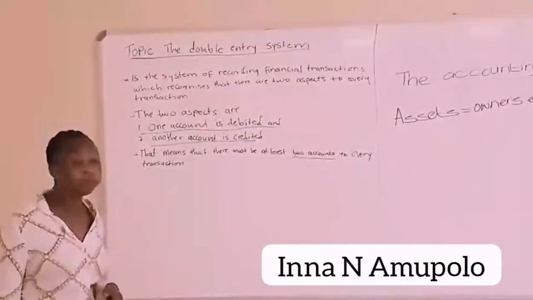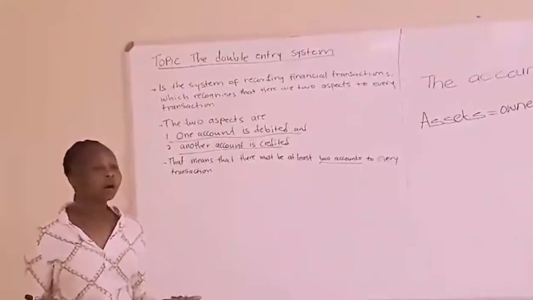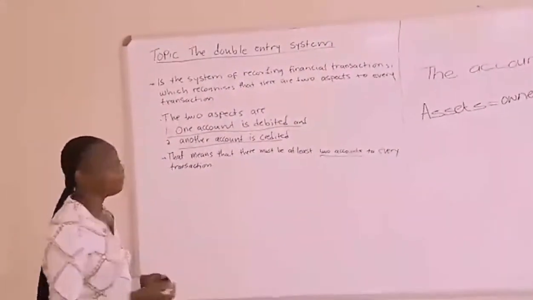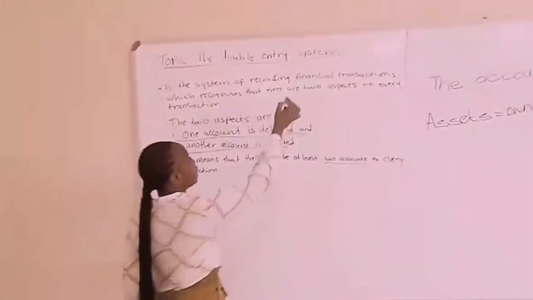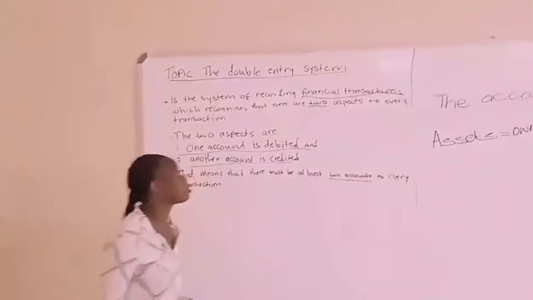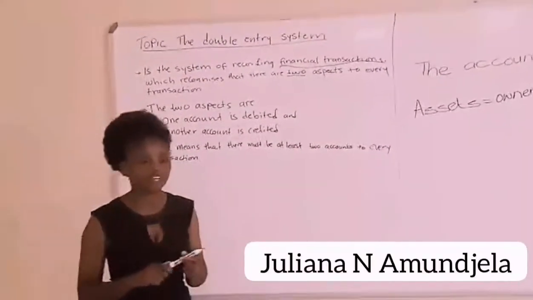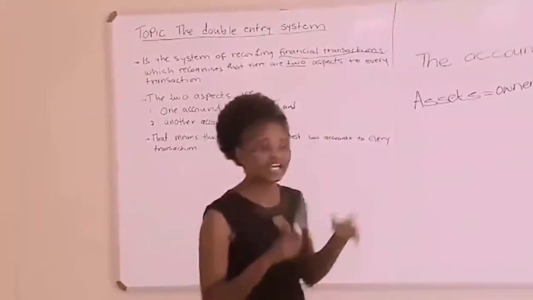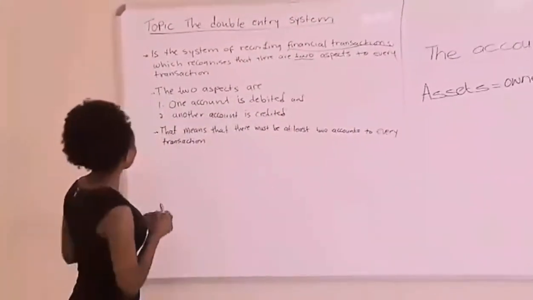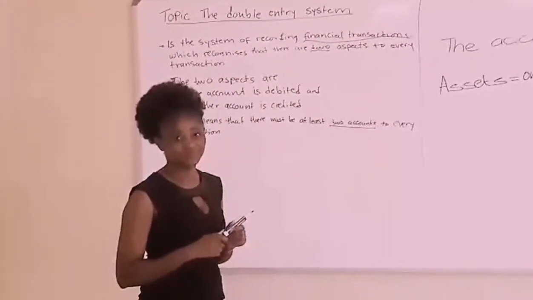Continuing with the double entry system, is there any one of you who understands what the double entry system means? In short, the double entry system is a system of recording financial transactions which recognizes that there are always two aspects to every transaction. One account should always be credited and another should always be debited. This basically means there should be at least two accounts to every transaction. These two aspects are always reflected on the T account, which has the debit side and the credit side.